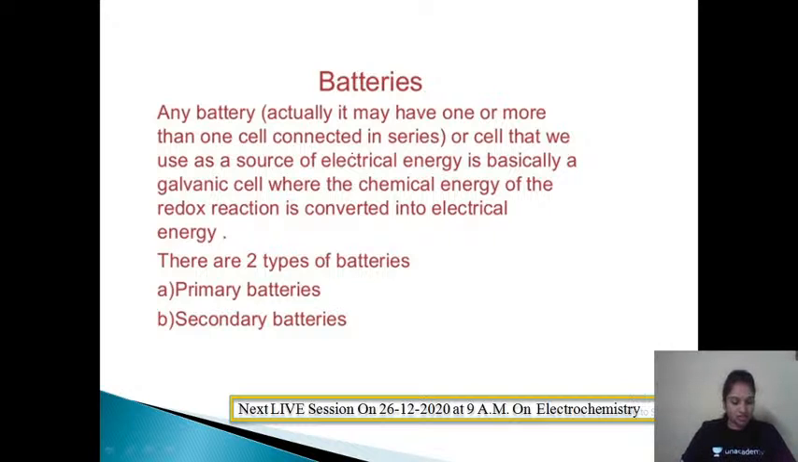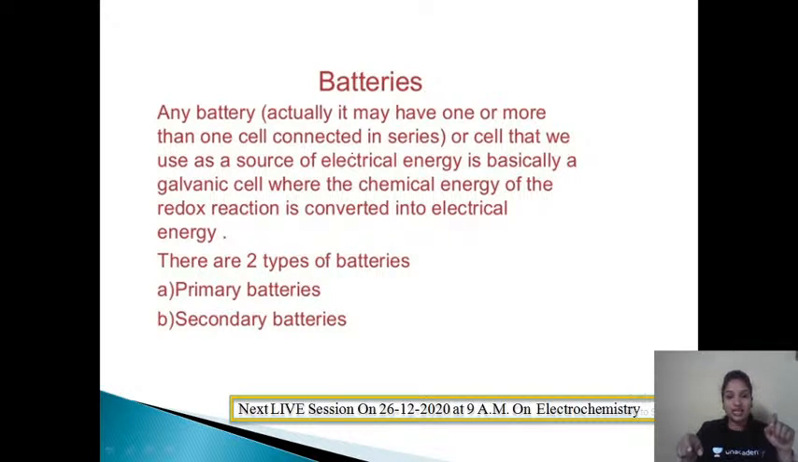A battery is a device which converts chemical energy into electrical energy. So a battery is a particular electrical device which converts the chemical energy into electrical energy. Now, where is this chemical energy coming from? This chemical energy is coming from the redox reactions.